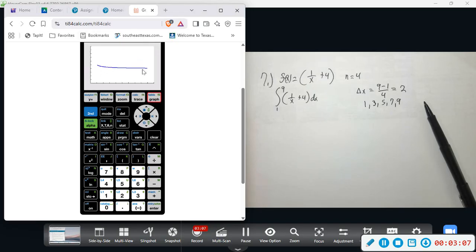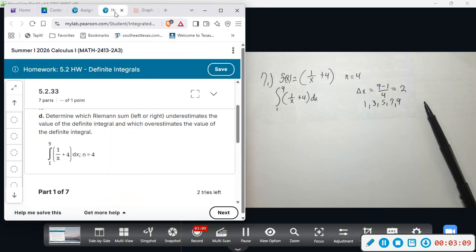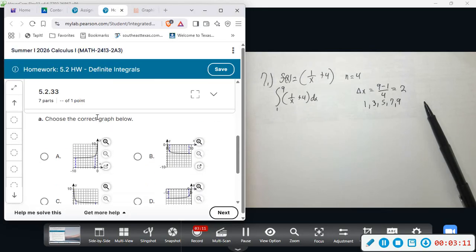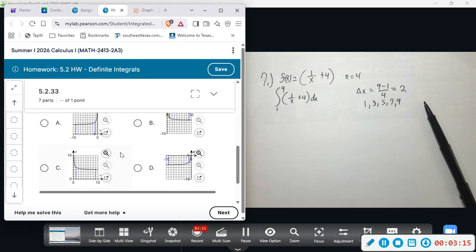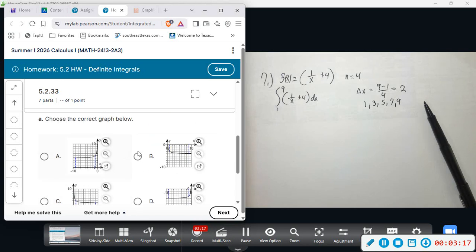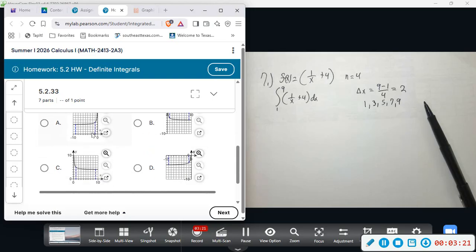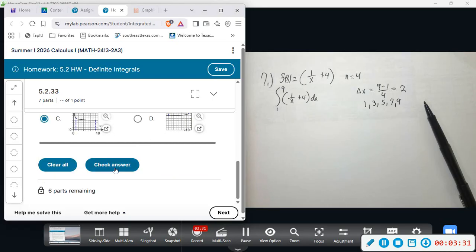We can see it's a decreasing function. Based on that function, looks like this is below the x-axis. This one's going the wrong direction. C is above the x-axis. Looks more like the piece that we get from 1 to 9. So C is going to be our best choice.